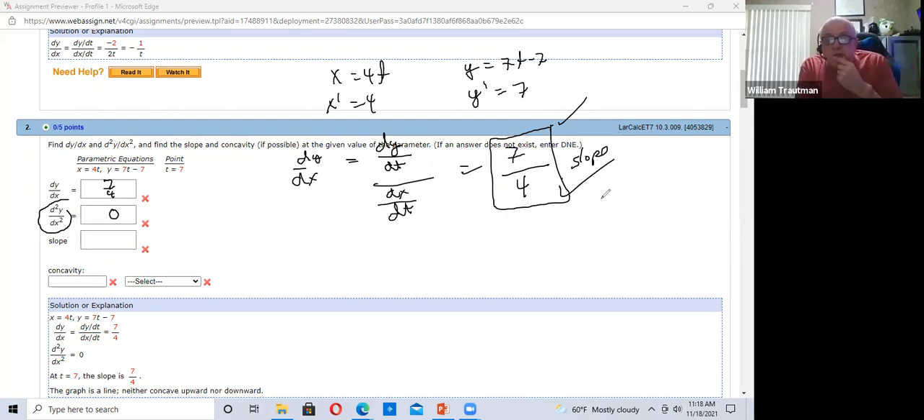And then determine whether it's concave up or concave down. If you remember that in calculus 2, not calculus 2, calculus 1, determining if something's concave up or concave down. So we already said our slope was 7 over 4. How do you determine if something's concave up or concave down? Does anybody remember that from Cal 1?